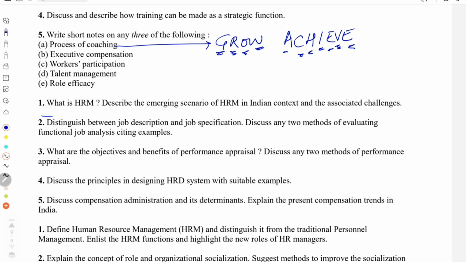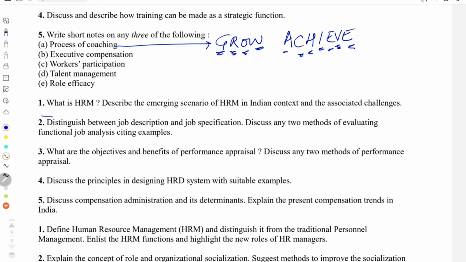So, job specification is an official document which describes the duties, the required knowledge, skills, and abilities, and the minimum qualifications of these jobs. Okay. So, the next part is discuss any two methods of evaluating functional job analysis, citing example.